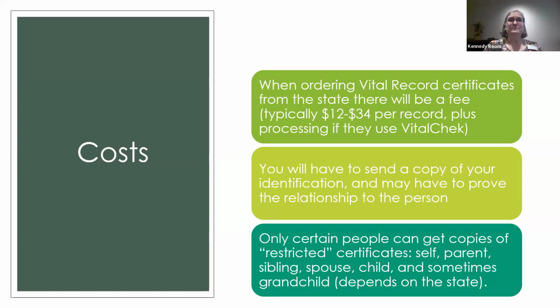Technology has helped getting some of the older records, where they are available online or more easily indexed online, so that it's a much smoother process. It has helped reduce some of the cost, but it has added other costs. When you're ordering, you will have to send a copy of your identification, depending on generation, and you may have to prove the relationship to the person.